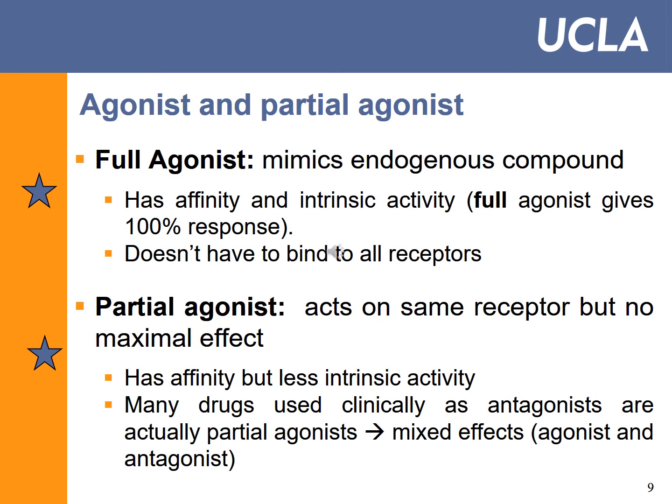Now, partial agonists act the same way as a full agonist. They're going to act on the same receptor, but they don't have the maximal effect. Even if all the receptors are taken, you're not going to see a maximal effect like you see with a full agonist. And the reason for that is because the drug has less intrinsic activity, and also they have a mixed effect. They have an agonist effect and an antagonist effect. And so in the next slide, I'm going to explain what an antagonist is.